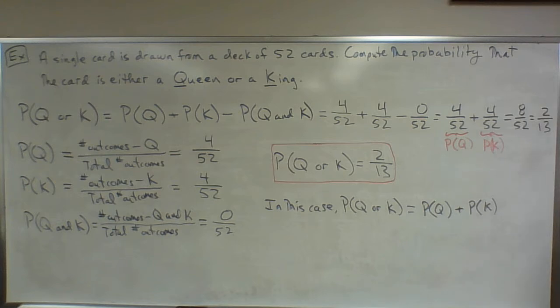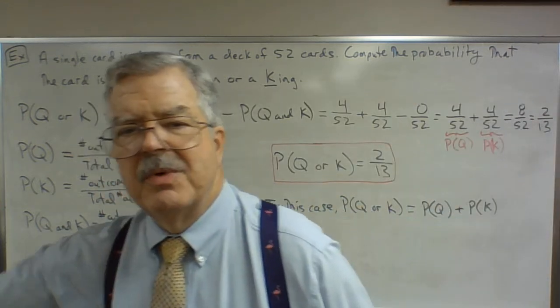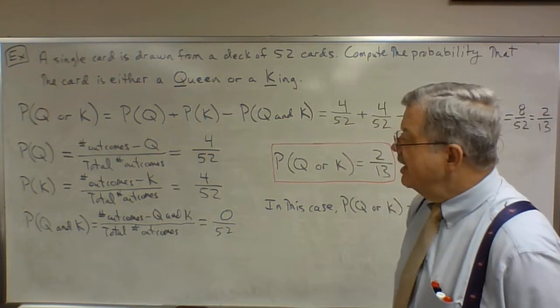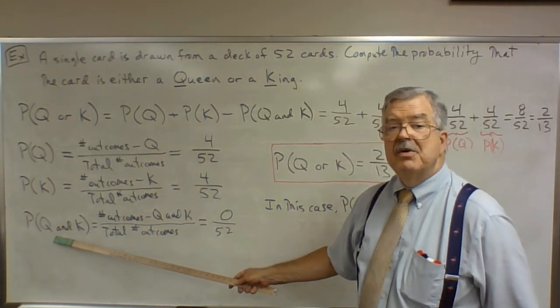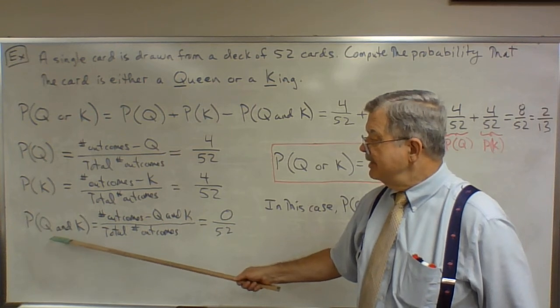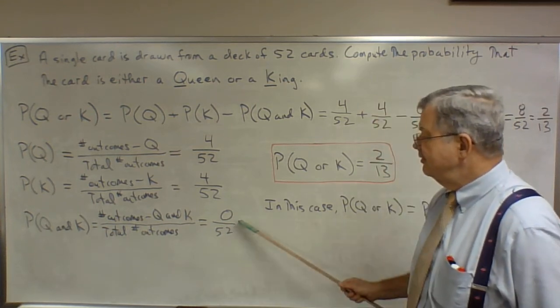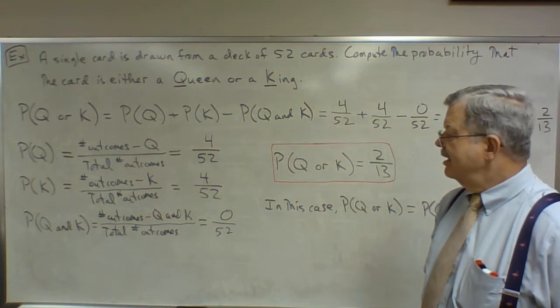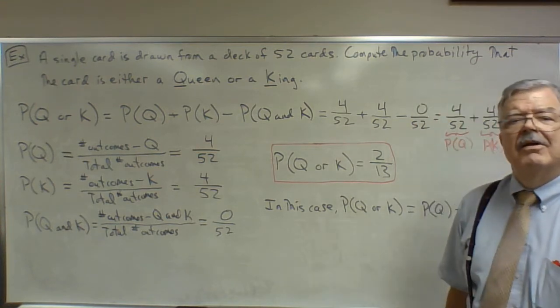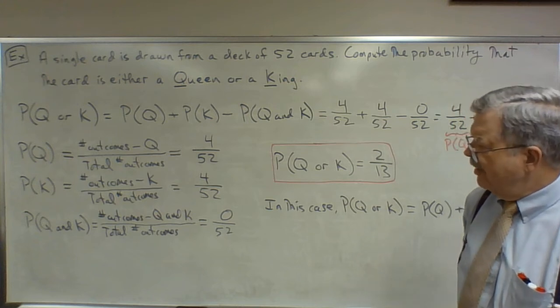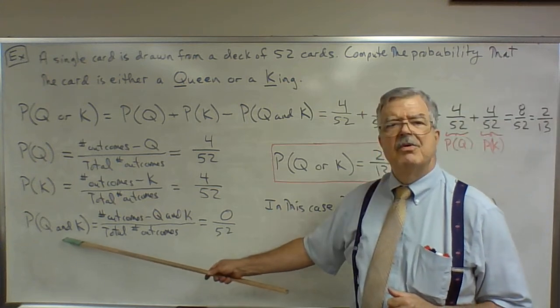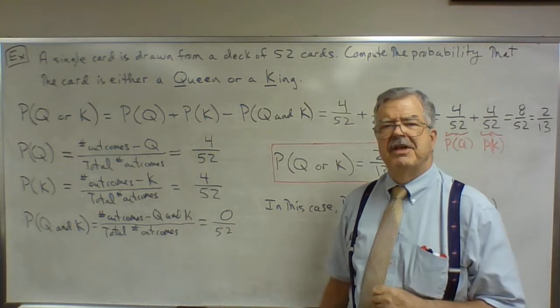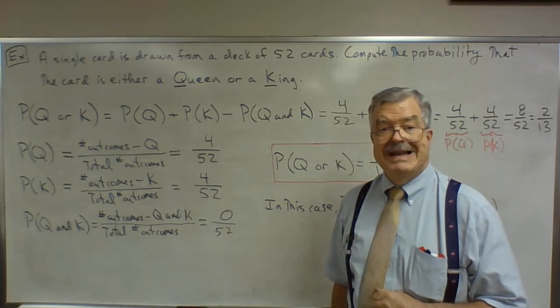And we know why this result turned out to be different than the previous ones. What made this case different is that they couldn't both occur. The probability of both queen and king occurring was 0. So first of all, let's talk about two events that can't both occur at the same time. There's a name for that.